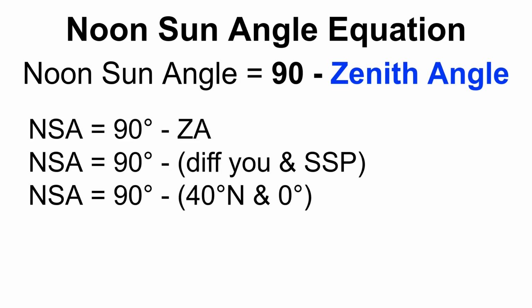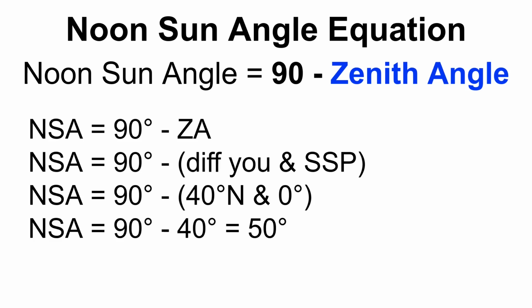So in the setup, I said you're at 40 degrees north. The subsolar point is at 0 degrees. So 90 minus 40 equals 50. So the noon sun angle is then 50 degrees.